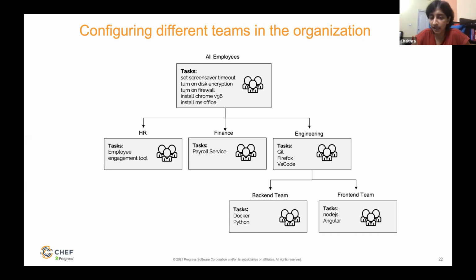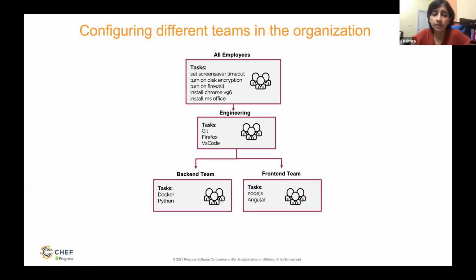Again, engineering teams can have sub teams like backend team and front end team who have different needs. Backend team would need different tools like say Docker and Python, and then front end team would need different tools like Node.js or Angular, right? So zooming in on the right hand side of the chart, we can see here that the entire engineering team would get the base configurations, and then the engineering team would branch out to backend and front end teams.